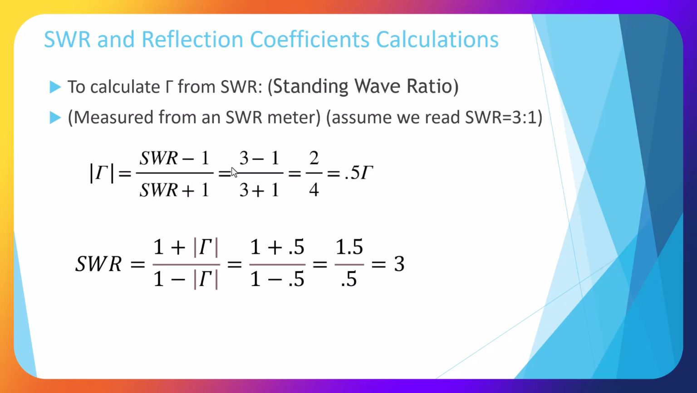So we put it in our formula here, SWR minus 1 over SWR plus 1. And we go through and we come up with 0.5 rho. We reinsert 0.5 into our SWR formula, and we end up with 1.5 divided by 0.5. So we have 3. We have an SWR of 3.